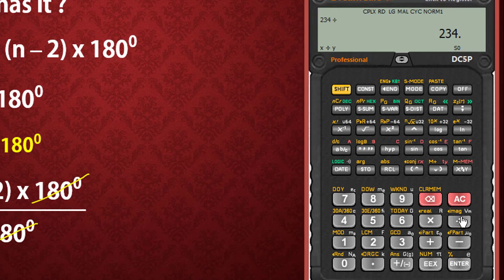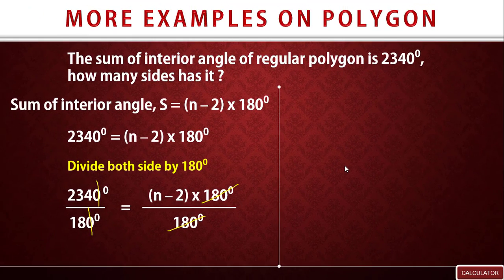234 divided by 18, enter, that gives 13. So we have the left hand side to be 13. 13 equals, then the right hand side, what we have left there is n minus 2. So we write that down, n minus 2.